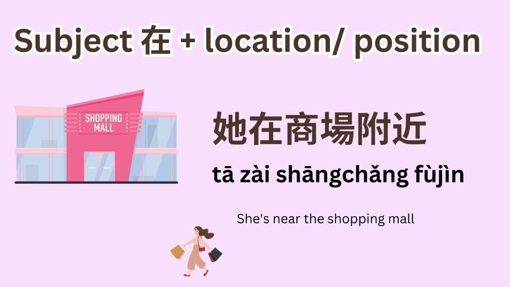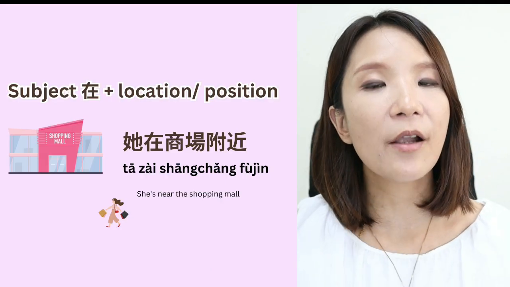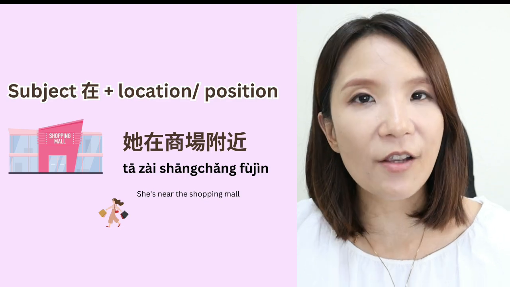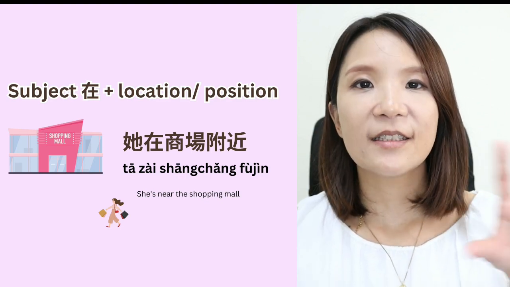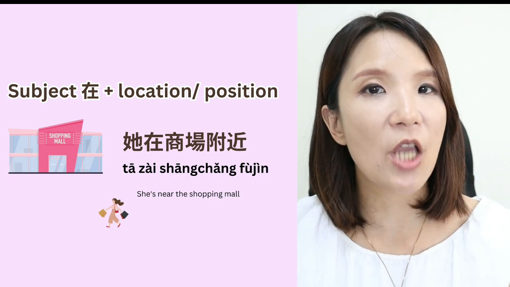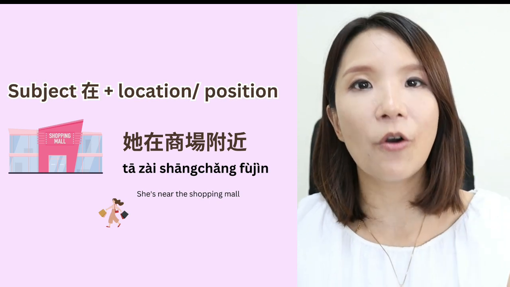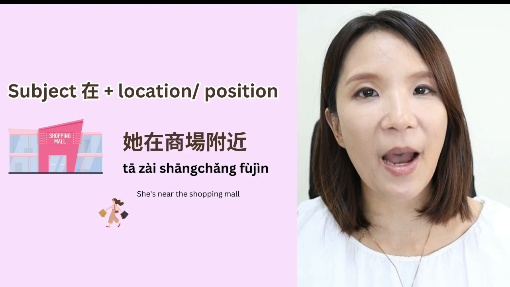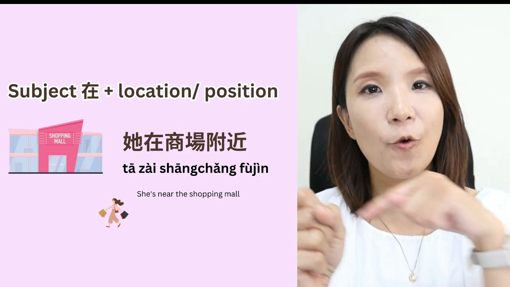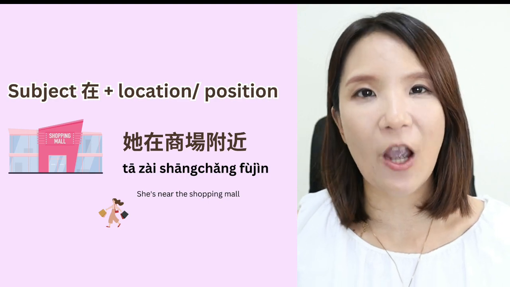The next picture, you want to say she is near the shopping mall. She's nearby the shopping mall. In Mandarin, we say 她在商场附近。她 is the subject, 在 is the preposition. 商场 is the shopping mall. 附近, nearby. So 她在商场附近. She's near the shopping mall.